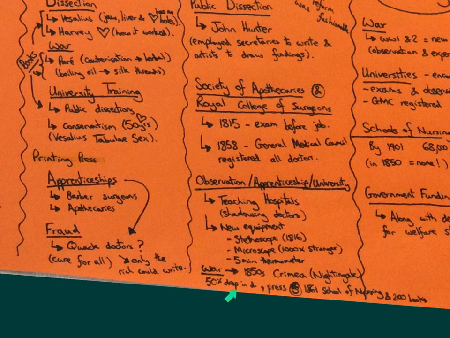So she decreases the death rate by about 50%. And the press absolutely love her, and they publish loads of articles. So when she returns after the Crimean War into Britain, she's able to get loads of funding from the campaigns of the newspapers, and she sets up in 1861 her own school of nursing. This was the first official school of nursing.